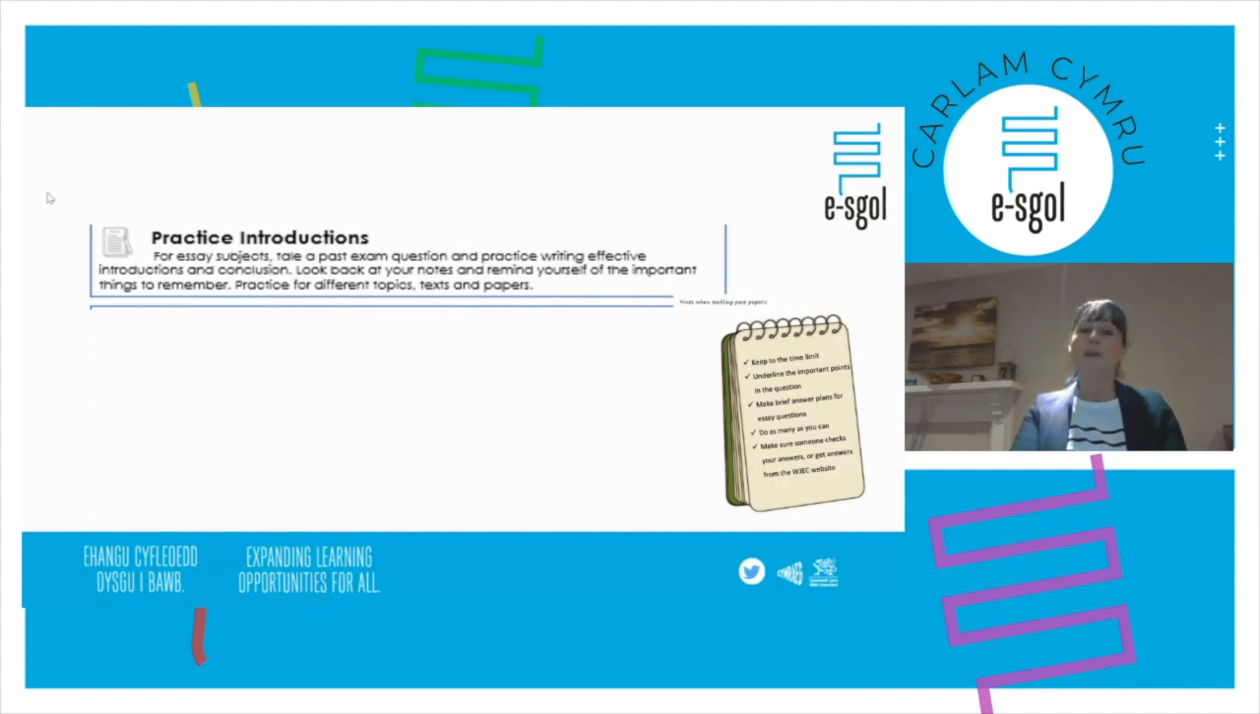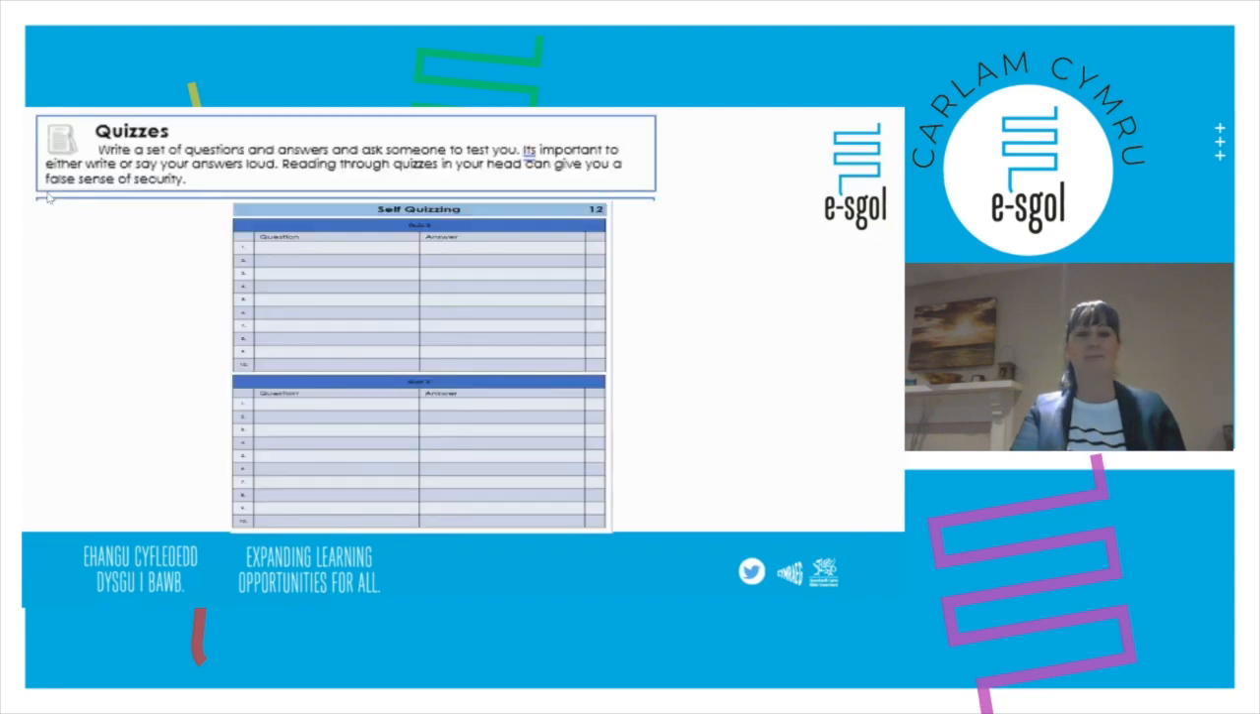The other thing is to practice. If you know you're going to have a certain essay, for example, so for these essay subjects, you can take a past paper question and perhaps practice writing effective introductions and conclusions, and then look back at your notes, remind yourself of the important things you need to remember, and then go back in and add to those introductions or conclusions again. And you could do this for different topics, for different texts, or different papers that you're studying.